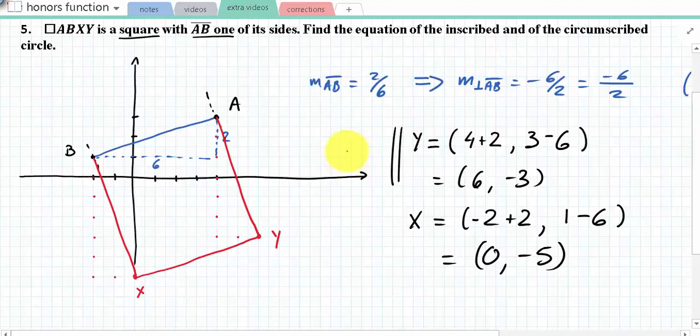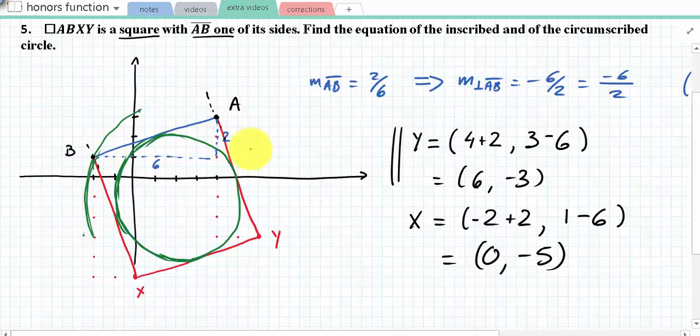Alright, so my first part is done, and now I am asked to find the equation of the circle that is inscribed. So the circle that is inscribed would be something like this. I'm going to try to quickly draw the inscribed circle, and then the circumscribed circle. So the inscribed circle is tangent to all the sides, while the circumscribed circle is containing all the vertices of the square. Okay, it's not perfect, but that will do. Inscribed circle and circumscribed circle.